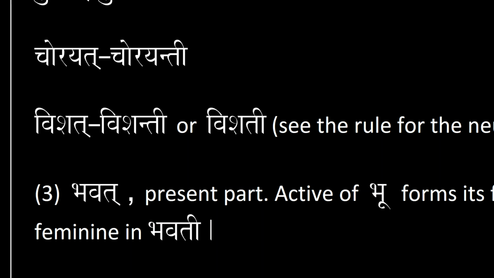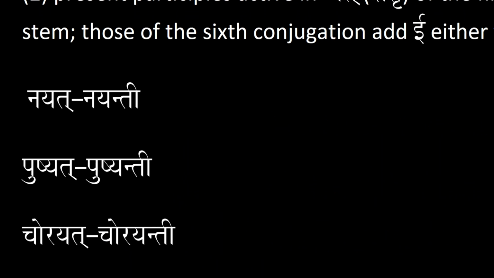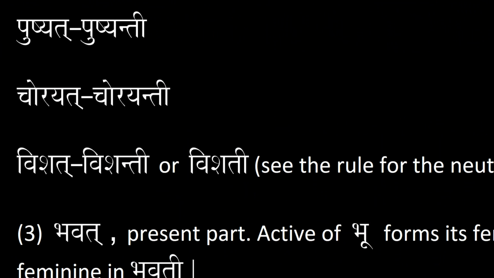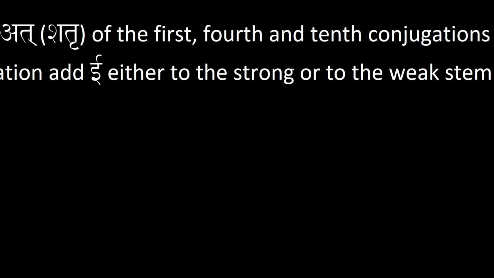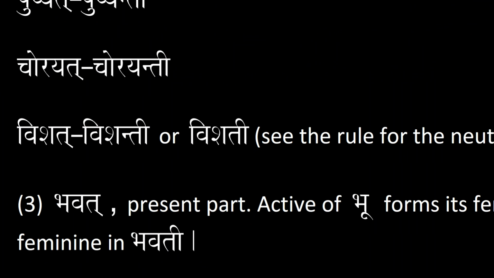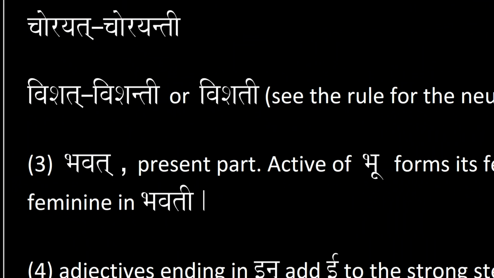For vishat, you would have either vishanti or vishati, because you can add the long e for the sixth conjugation. So vish is a sixth conjugation type verbal root. So you could add the long e to the strong or to the weak stem. So here you have vishanti and vishati.